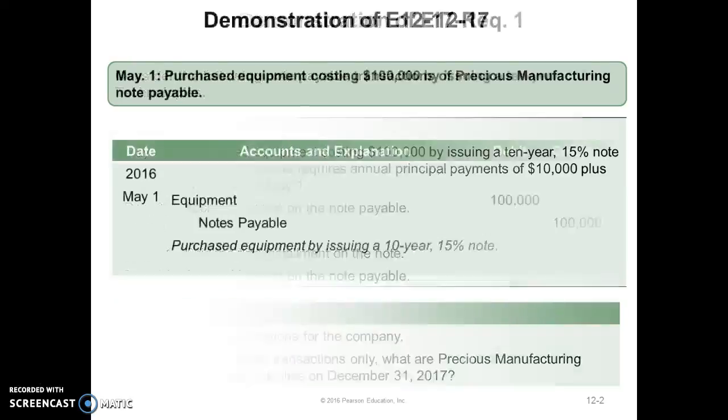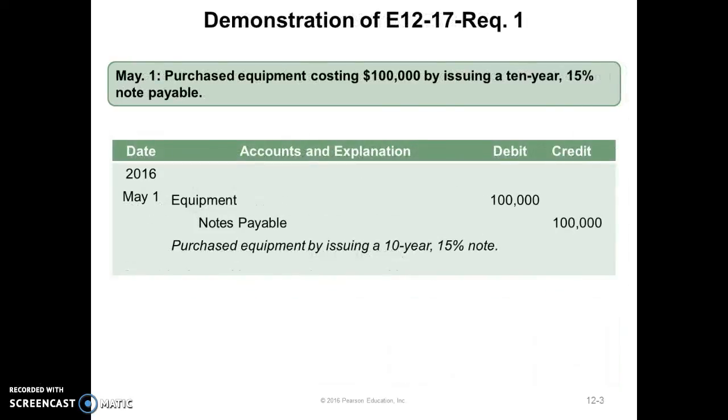So let's get started. On May 1st, we purchased the equipment for $100,000. So we have equipment now on our books, an asset for $100,000, and we have notes payable because we didn't issue cash. We issued a note, so notes payable that we have to pay for $100,000.